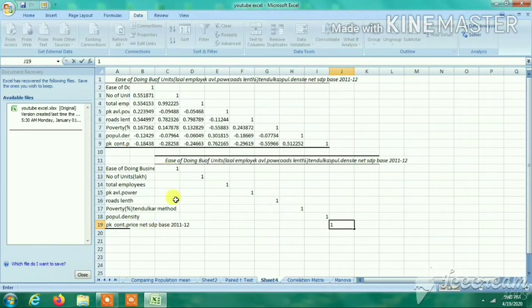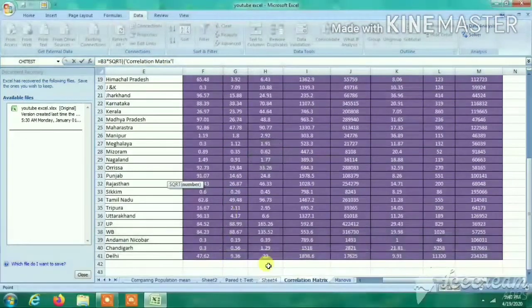Now we have to calculate the t value. How can we calculate it? Give the equal sign, put the r value, this first one, B3, times the square root of n minus 2, where n is the number of observations. Just type SQ and SQRT will come automatically. Here 31 observations are there.